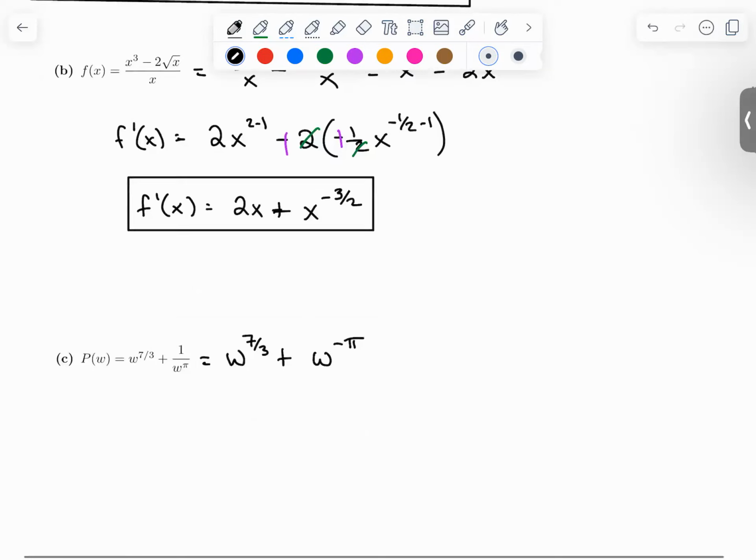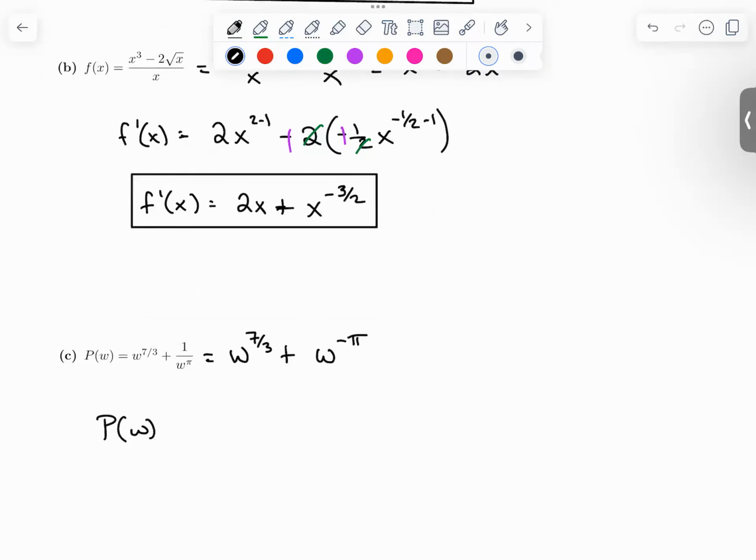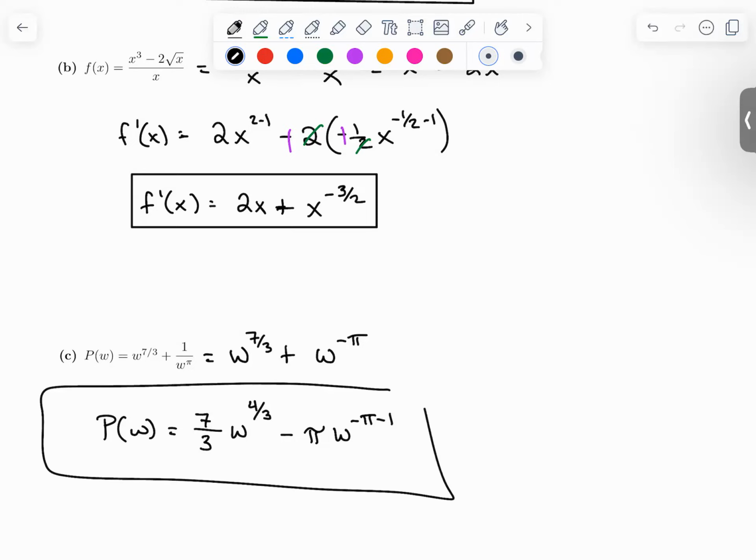So p prime of w, I'd like you to try and fill in the blanks. Derivative of the first term, 7/3 w to the 4/3. And then you'll have minus pi w to the negative pi minus 1. And we cannot combine pi and 1, so we'll just leave it in exact form. Sure, it's going to be like negative 4.1415, whatever. But we're going to write it in its exact form.